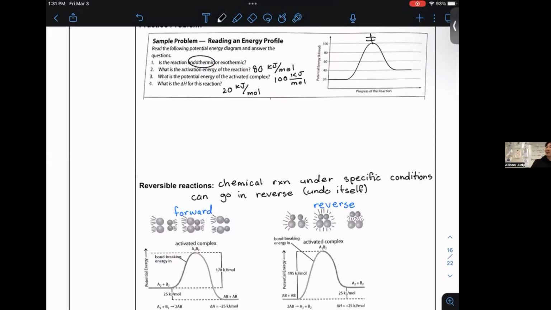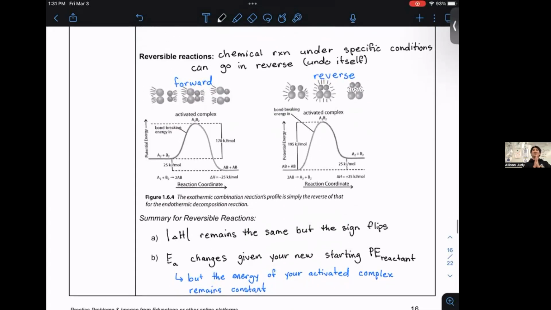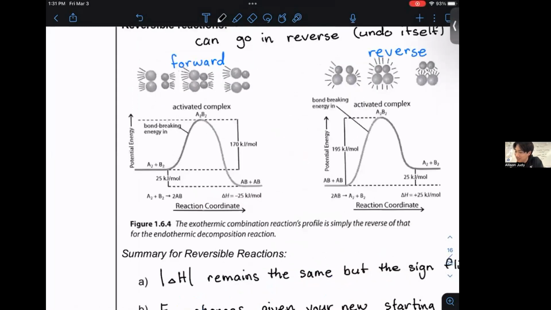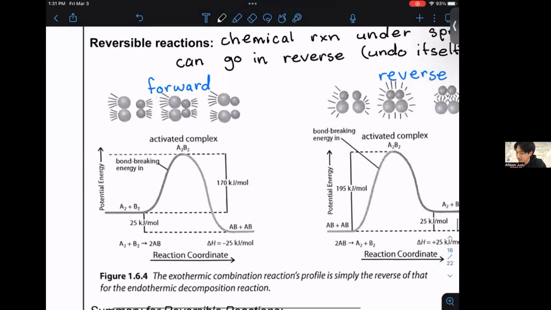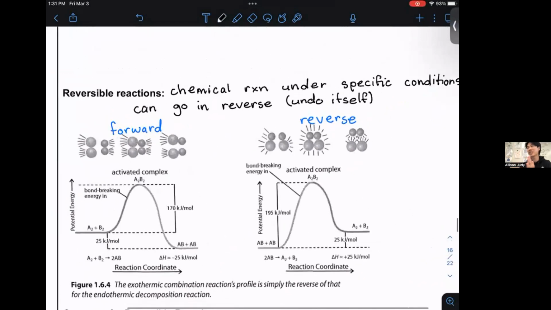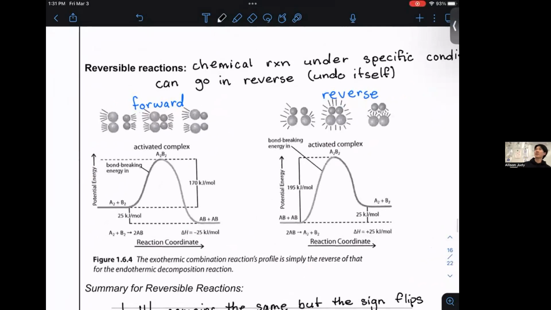Okay, so now moving on to reversible reactions. Just as the name implies, they're reactions except they're reversed. The definition is chemical reactions that undergo specific conditions to go in reverse, basically undoing itself. If we look at these graphs here, it's basically just flipped forward to backwards. The first one would be exothermic, it starts higher and goes to lower. If we flip it, not only does it become endothermic, but the activation energy is also higher, which is why it's less favorable.